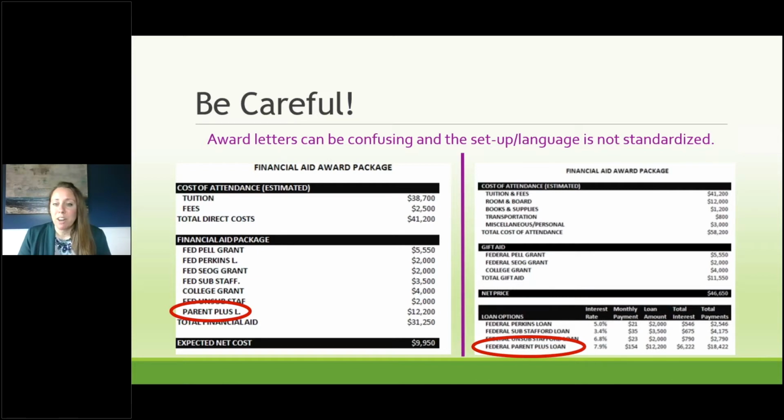As you can see on the right, that award letter lists it as a federal parent plus loan, has the interest rate, monthly payment, all that information on there. Those are really presenting the same thing to the student, both a parent plus loan. But on the flip side, that information can be misconstrued. What that award letter on the left is saying versus what's on the right, it's very easy to misconstrue.